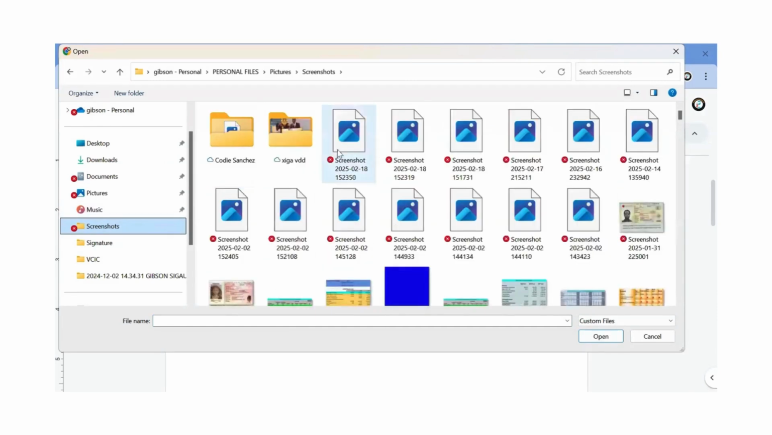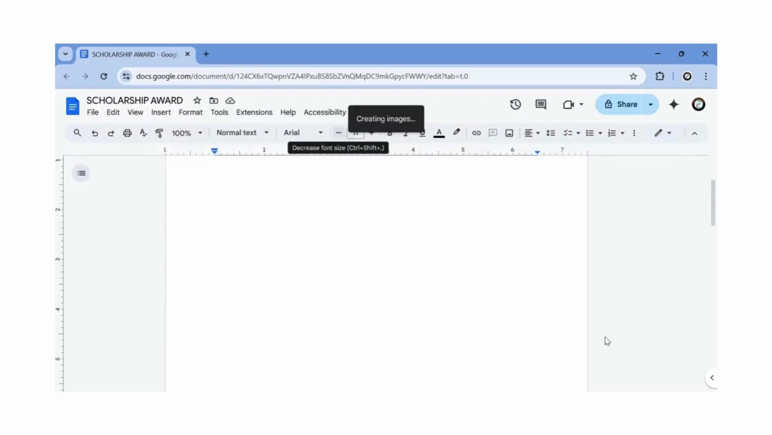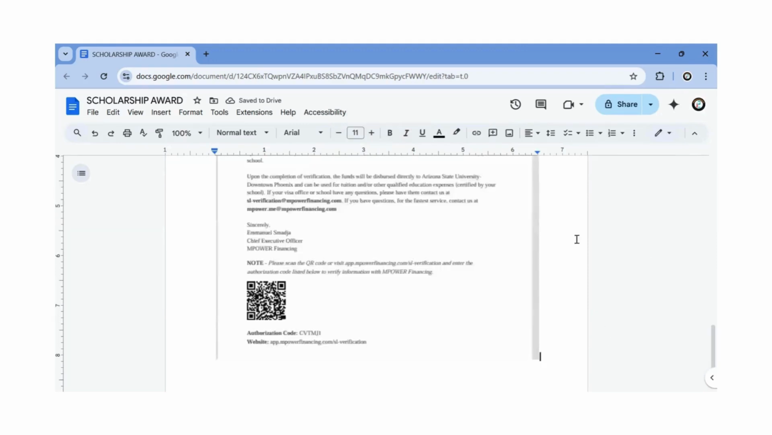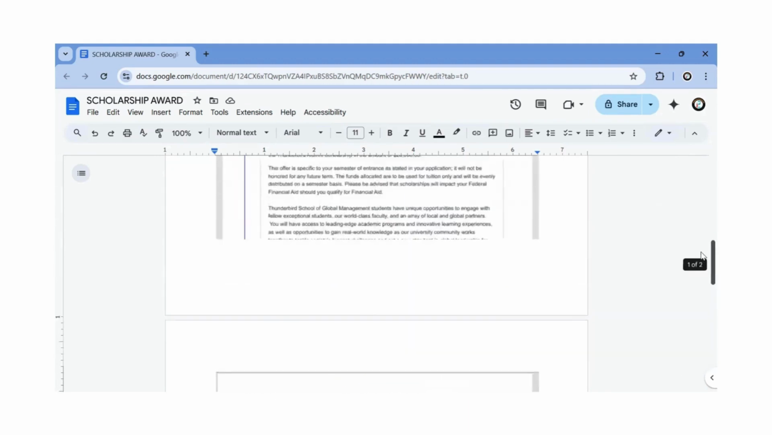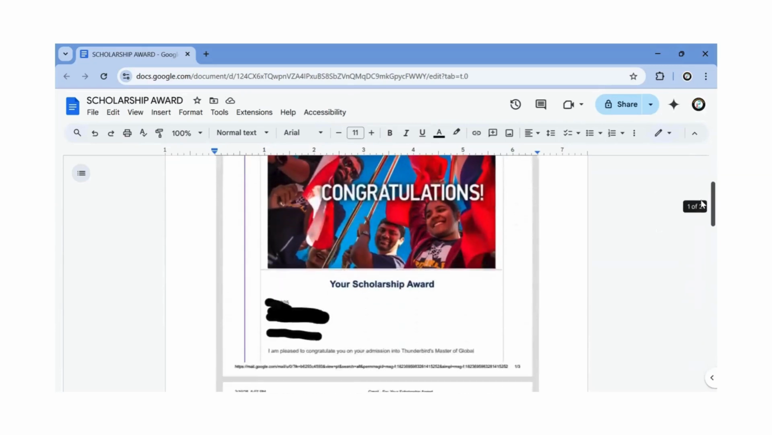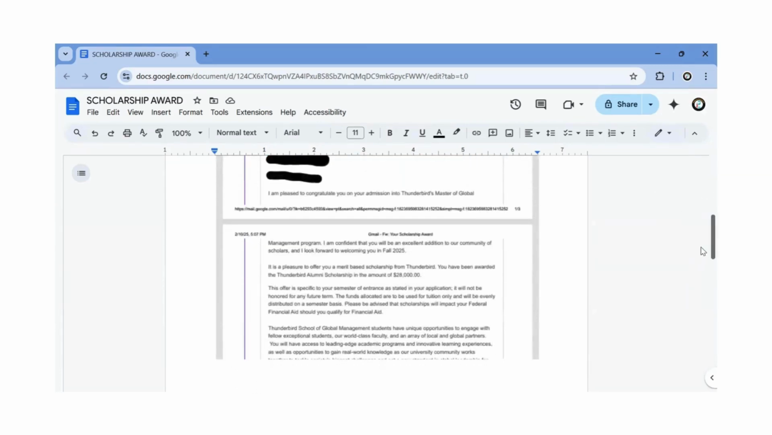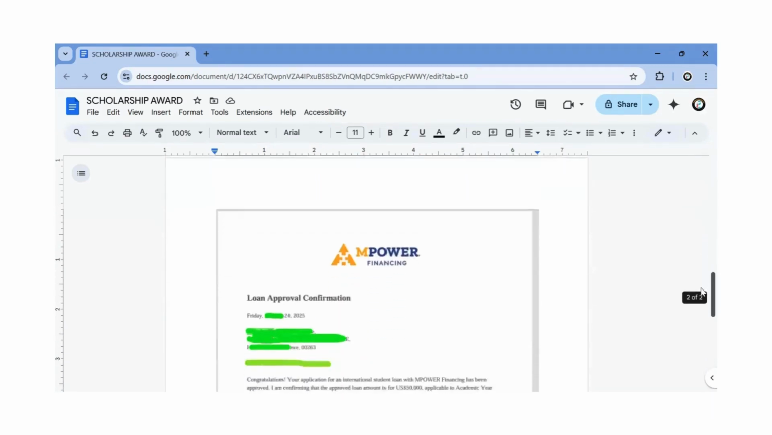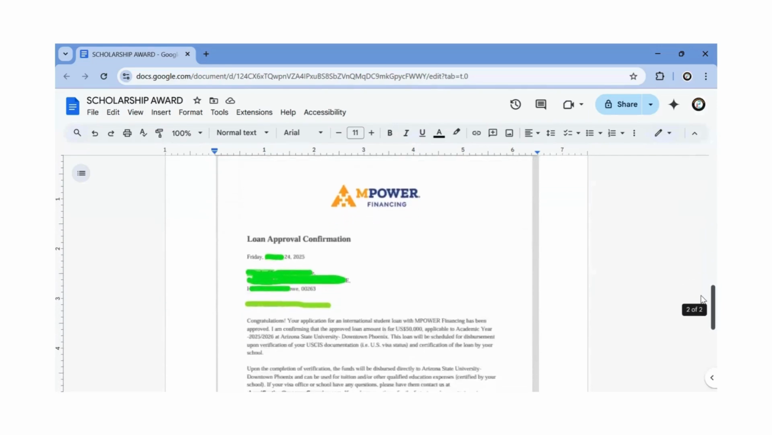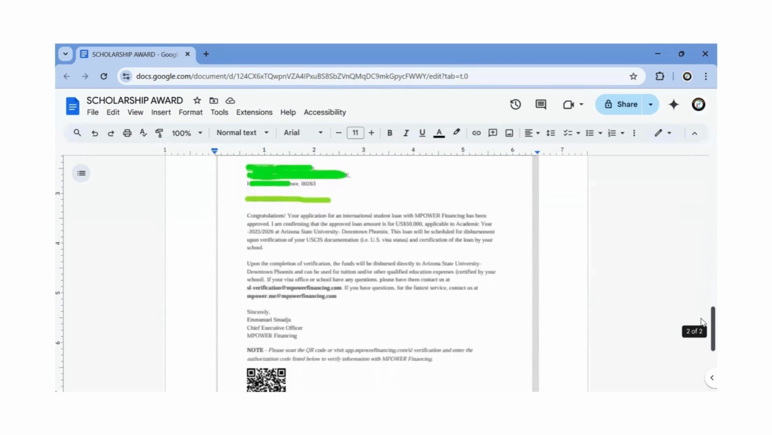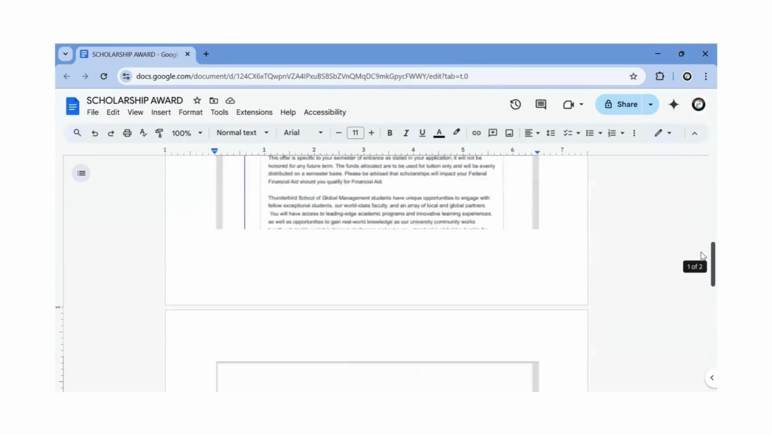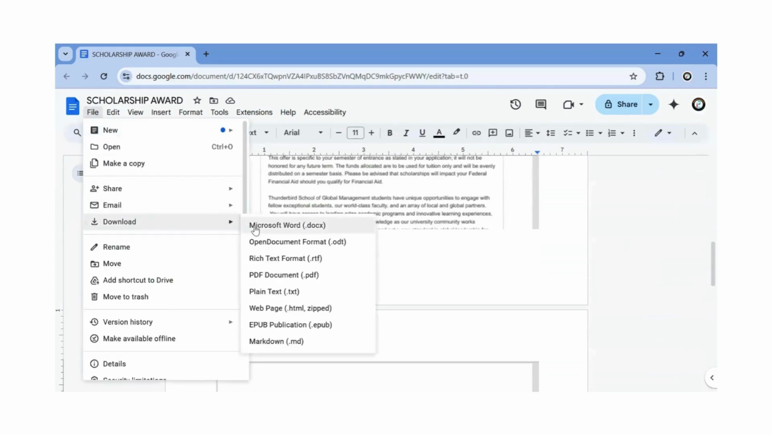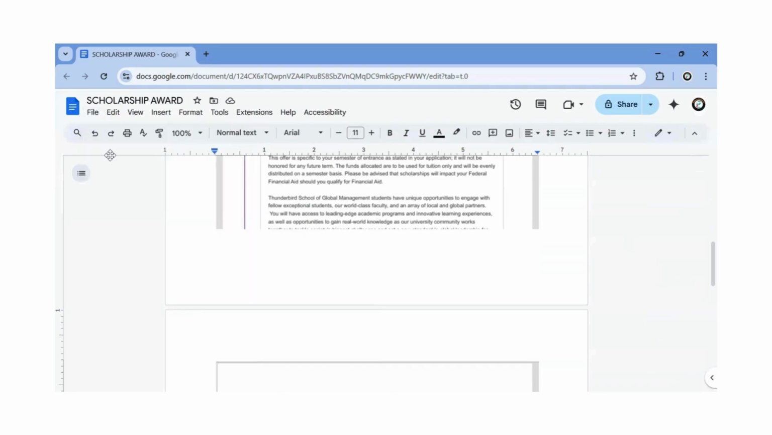So that's what we're going to do here right now. We're now going to upload those 2 documents that I've taken screenshots of, and then we're going to wait a little bit as the images are coming up. So as you can see, now I have my scholarship award, and it is 20,000 here. I have also my loan confirmation letter, or my loan approval letter here. So now this is one document. Now what I do is I'm going to print this, or I'm going to save this as a PDF, and then I'll save it.